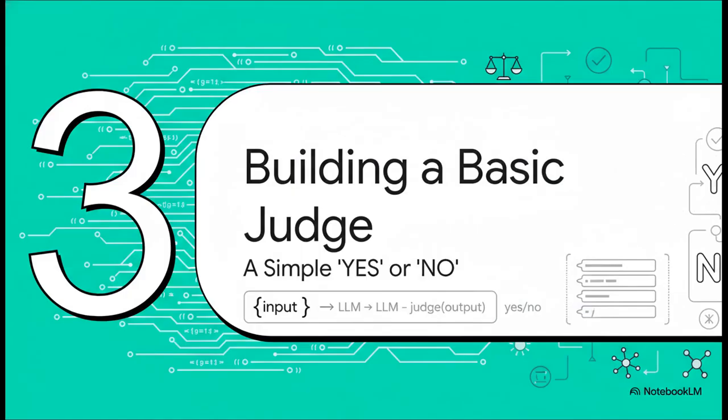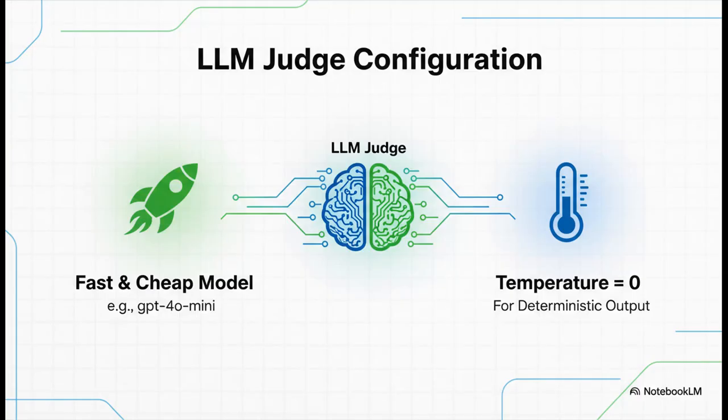Okay, let's get our hands dirty and look at the code for a really basic version. This is the simplest way to get started, and you'll see it works surprisingly well, right out of the box. We kick things off with a simple Python class. Now, a couple of key things to notice here. First, we're using a fast, cheap model like GPT-4o Mini, and second, and this is crucial, we're setting the temperature to 0. We want this judge to be as deterministic and factual as possible.